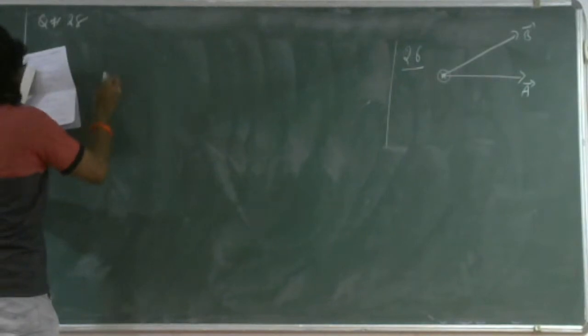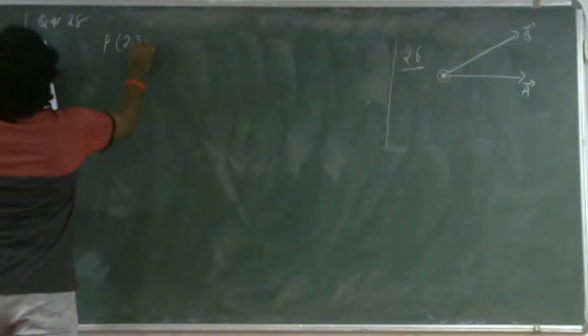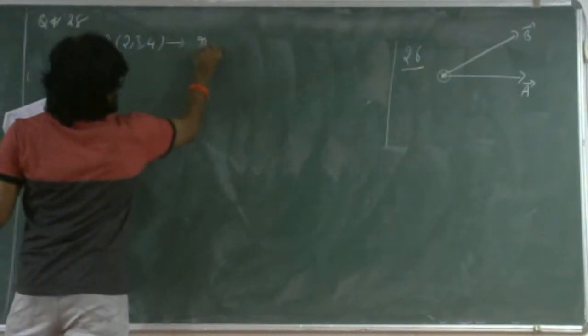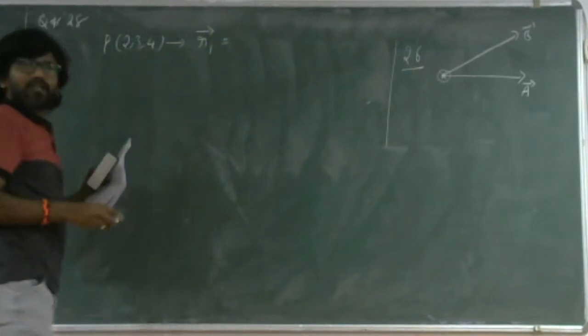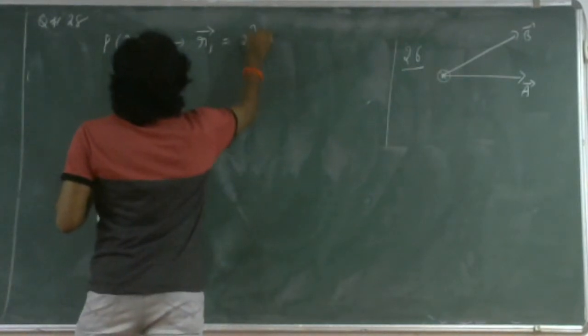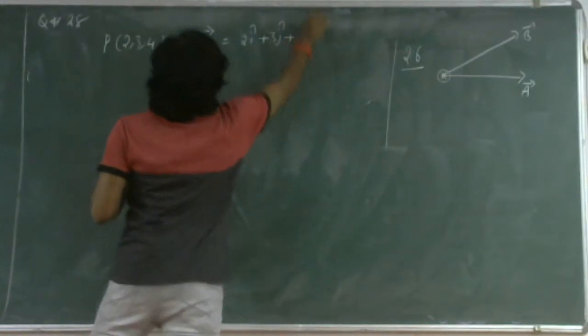It is given that the particle moved from the first point, given as P of 2, 3, 4. So this is the first point. Its position vector, let us say R1 vector, is equal to the I, J, K components. You can call them X, Y, Z components. So it is equal to 2 I cap plus 3 J cap plus 4 K cap, I have to write.